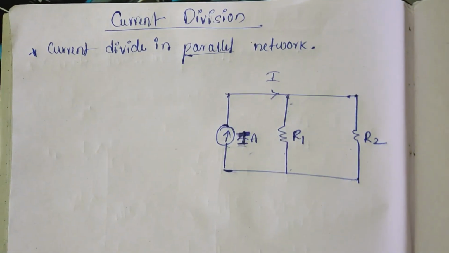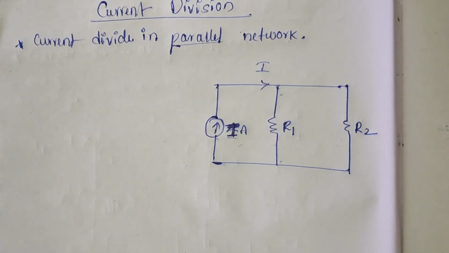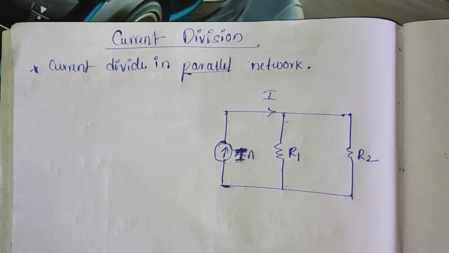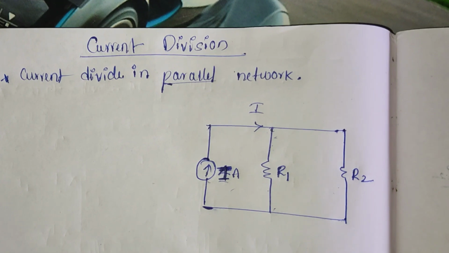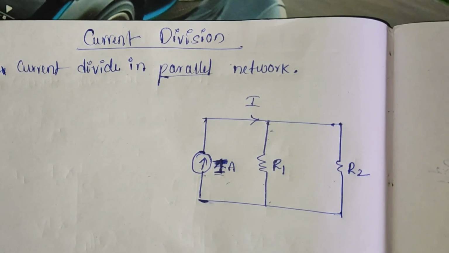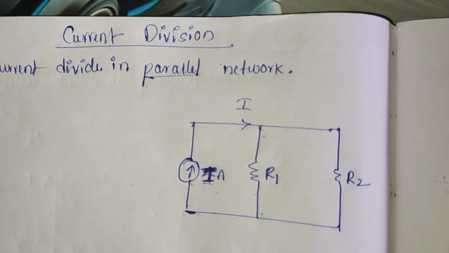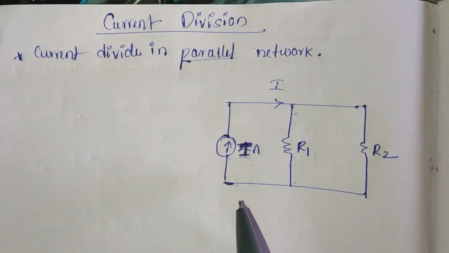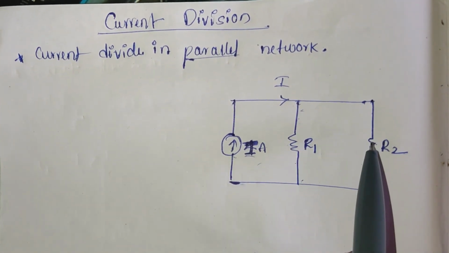This is similar to water flow. The water will flow in different directions, according to its level. If the level is low, the water will flow high. If the level is high, the water will flow slowly. Similarly, here the current will flow according to its resistance values. If the resistance is high, the current will be less.